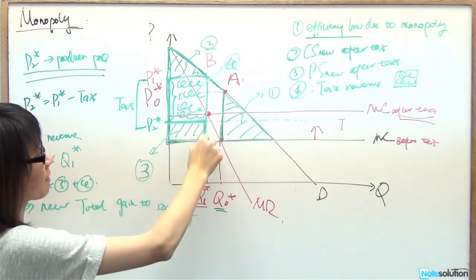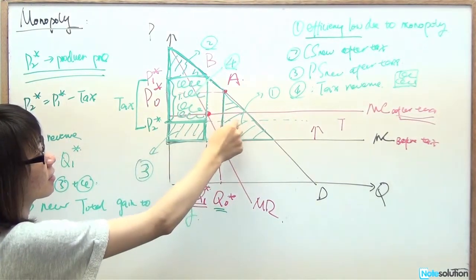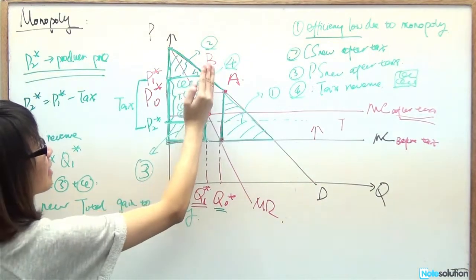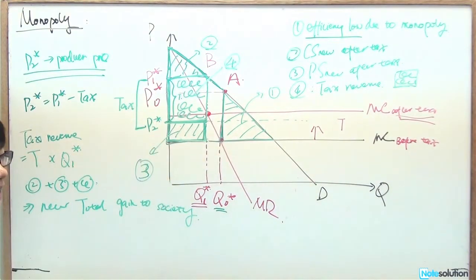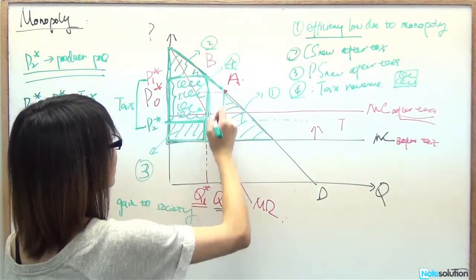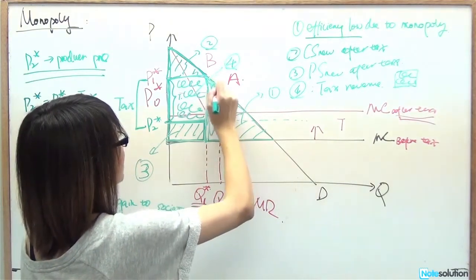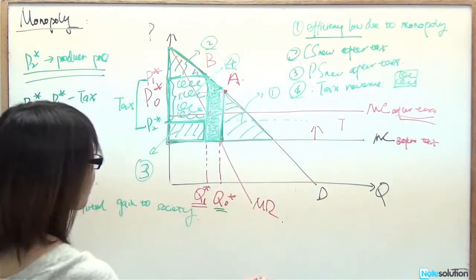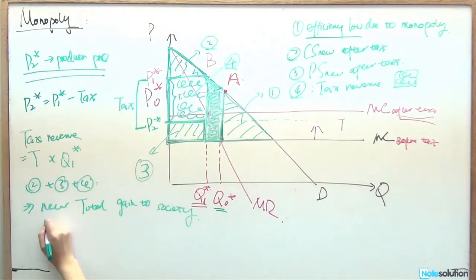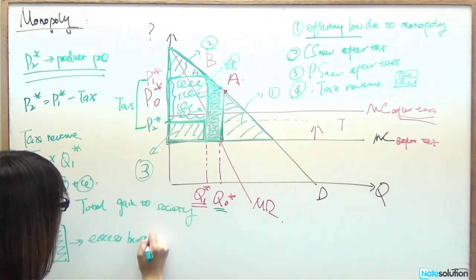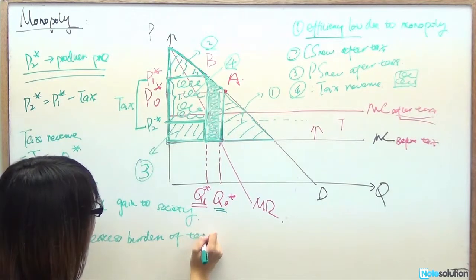So what happened to the middle part? We know the right part of this big triangle is the efficiency loss due to the monopoly, and the whole left part is the total gain to society. So the middle part in green, so the whole part in green, will be the excess burden of the tax.